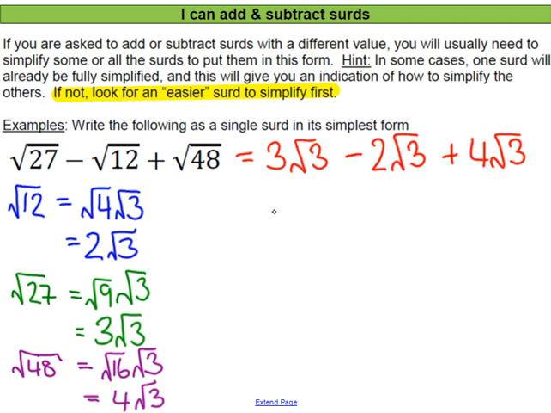So now let's go through and simplify. So 3 root 3's, if I take away 2 of them, I have 1 left. And if I add 4 more on, I end up with 5 lots of the square root of 3. And that's now fully simplified, and you can use that as your answer.